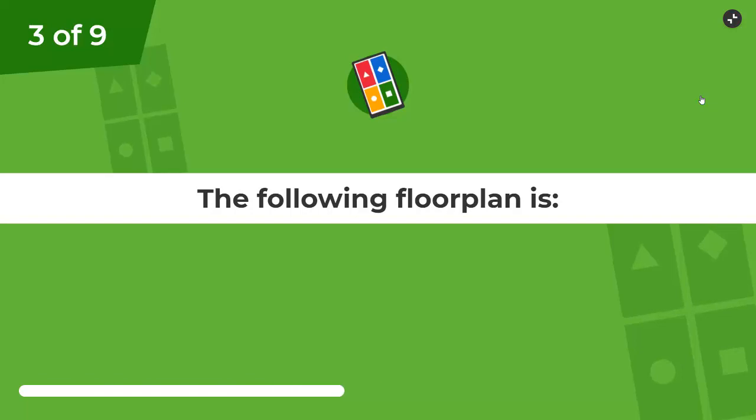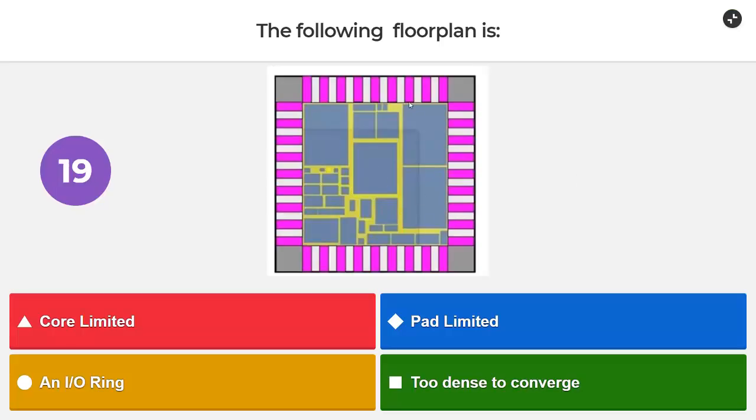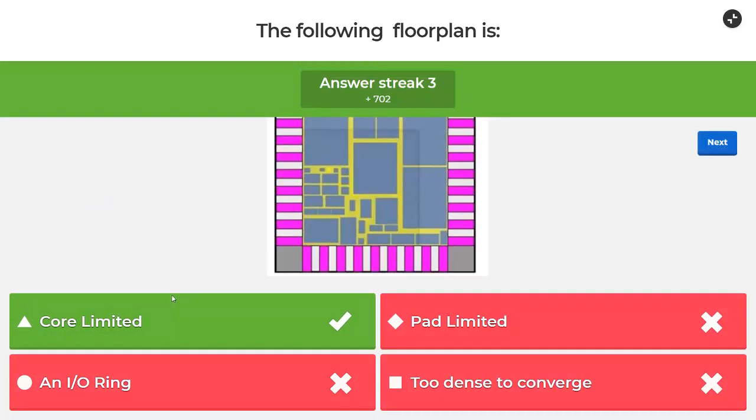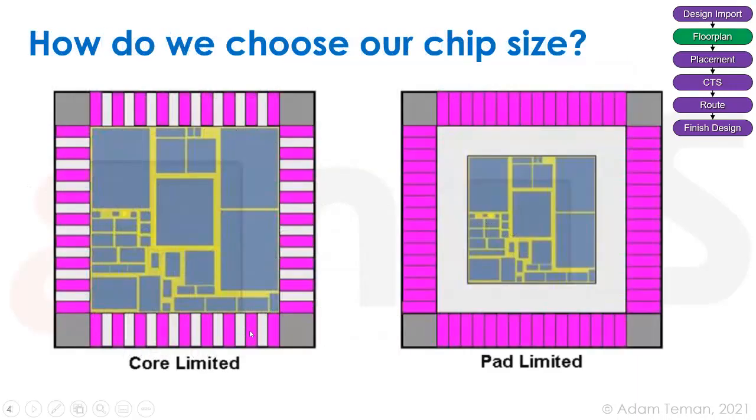Question 3. The following floor plan is, and we see a picture of the floor plan here. Is it core limited? Is it pad limited? Is it an IO ring? Or is it too dense to converge? Well, I remember that one is what we call core limited. Okay, so let's go back to our slides, and we see here that we have two basic types, I guess you could say, of chips. We have what we call a core limited.